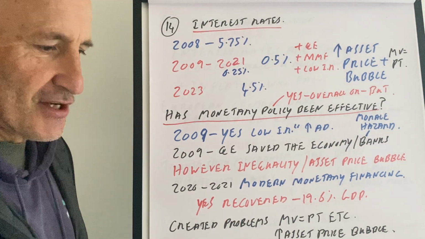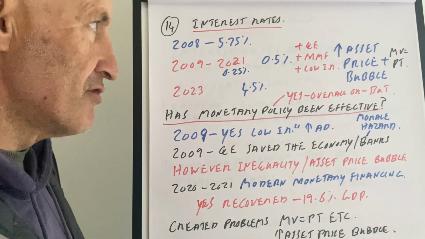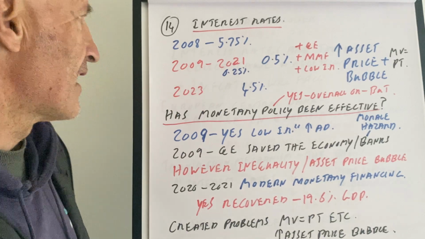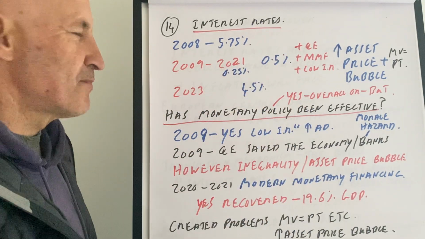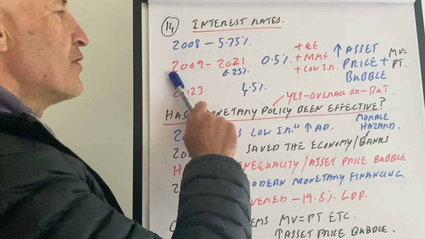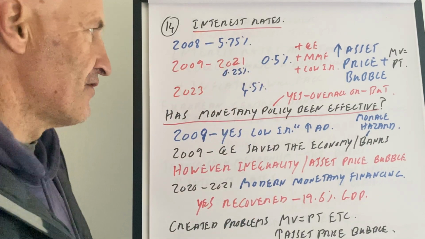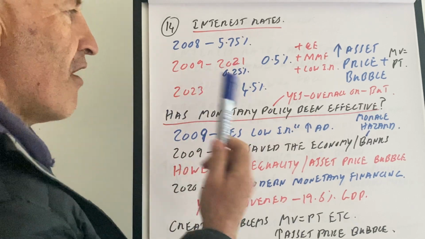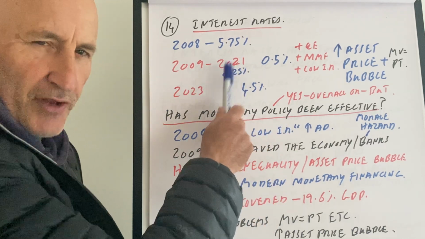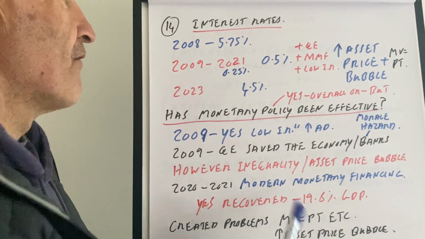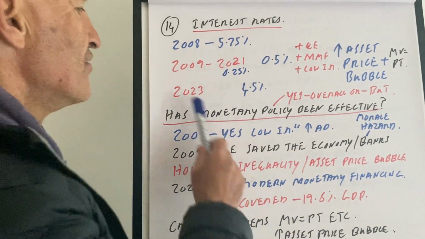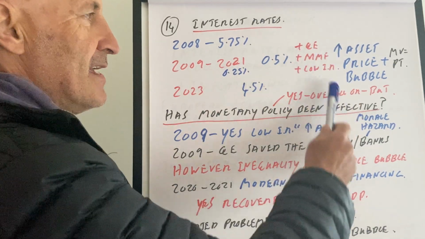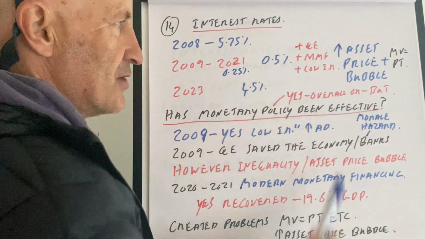Okay, how do you get out of deflation? Well, you can just print money to increase demand, or you lower interest rates. Or you can increase G, fiscal policy, or you can use modern monetary financing. So interest rates, just broadly speaking, you should roughly know this. Before 2008, they were 5.75%. Then the financial crash came along. So between 2009 and 2021, interest rates were roughly 0.5%. At times they got down to 0.25 and 0.1%, but roughly they were always 0.5%. In 2023, right now, they're 4.5%.